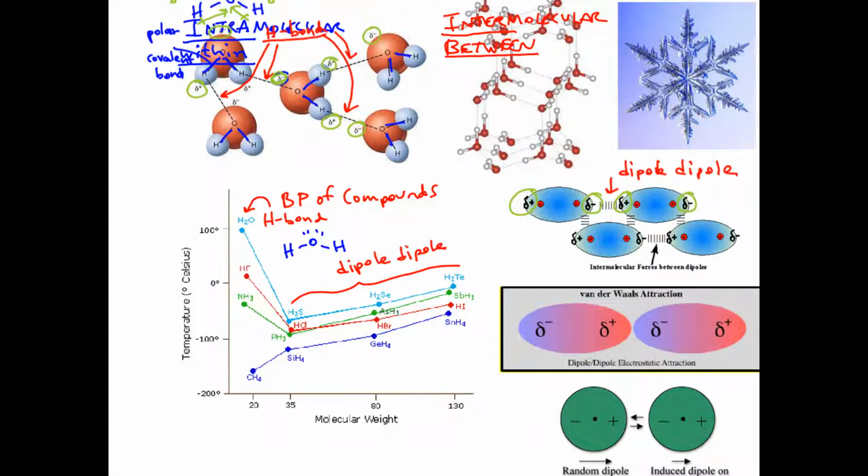So this is a smaller atom, medium atom, larger atom, so these all increase in size. So the one with the biggest size is the highest boiling point if you're comparing dipole dipole.